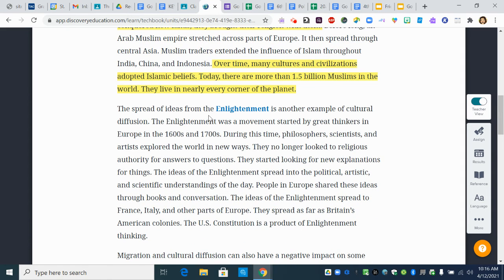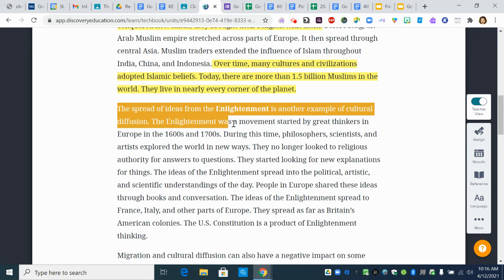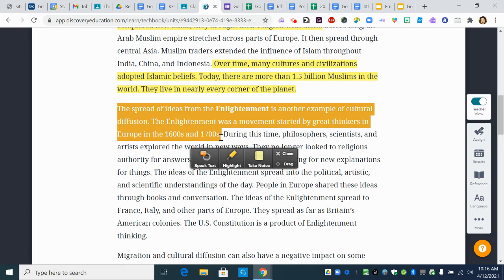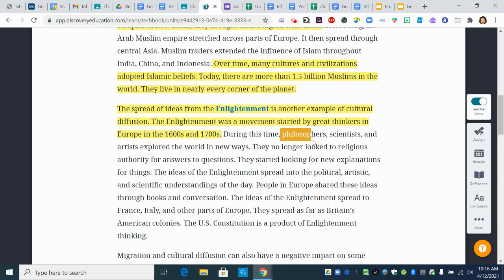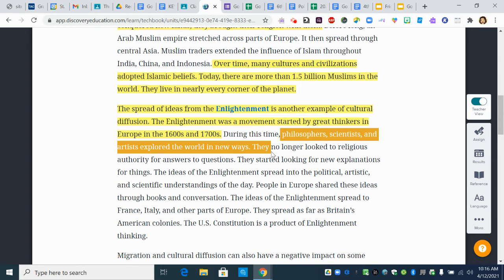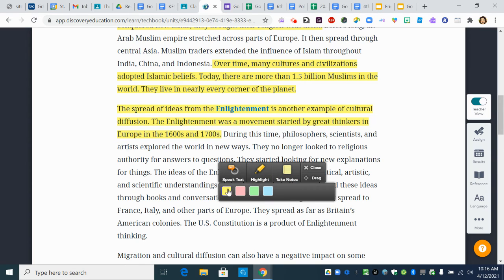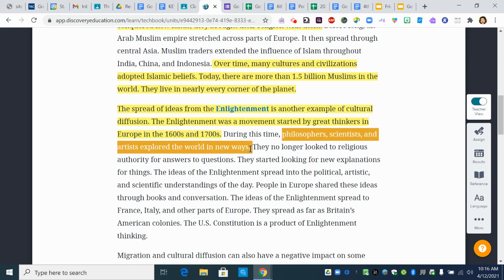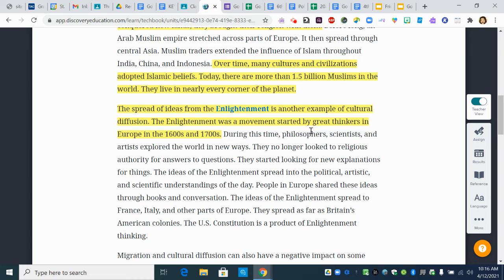The spread of ideas from the Enlightenment is another example of cultural diffusion. The Enlightenment was a movement started by great thinkers in Europe in the 1600s and 1700s. During this time, philosophers, scientists, and artists explored the world in new ways. They no longer looked to religious authority for answers to questions. Religion was a very strong influence during that time period, which we called the Middle Ages.